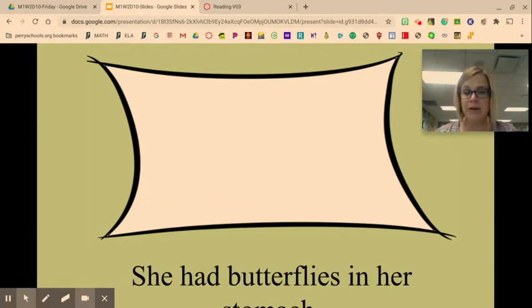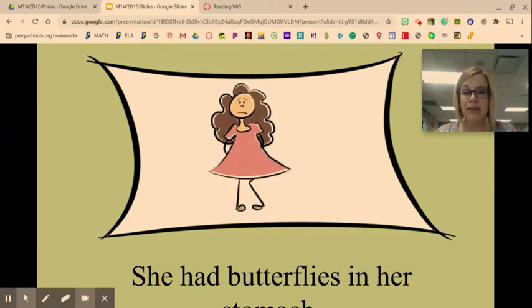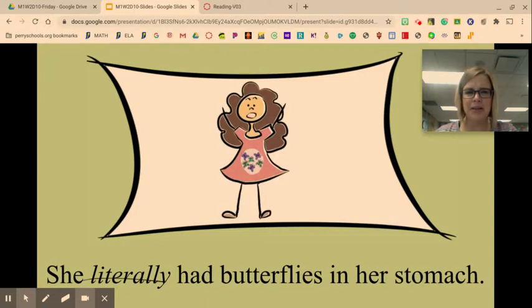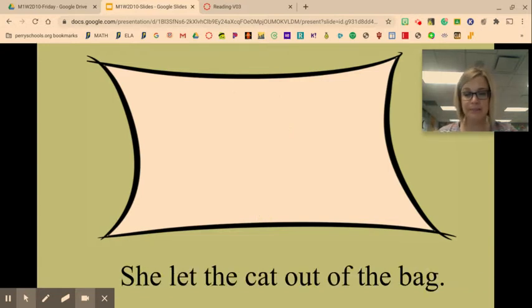She had butterflies in her stomach. You can't see stomach. Figuratively, it means she's nervous, but literally, she had butterflies in her stomach. Not really going to happen. You're not going to have butterflies floating around in your stomach. So that is what it would literally mean. Figuratively, it just means she's nervous.